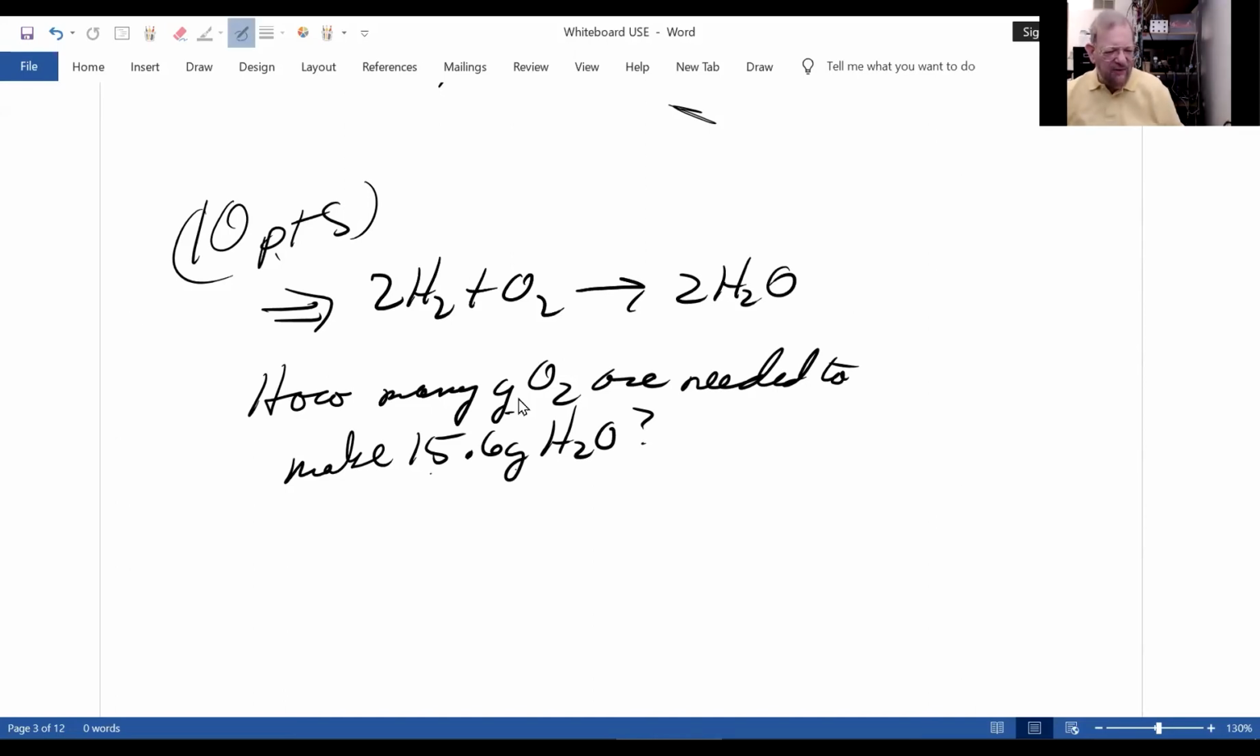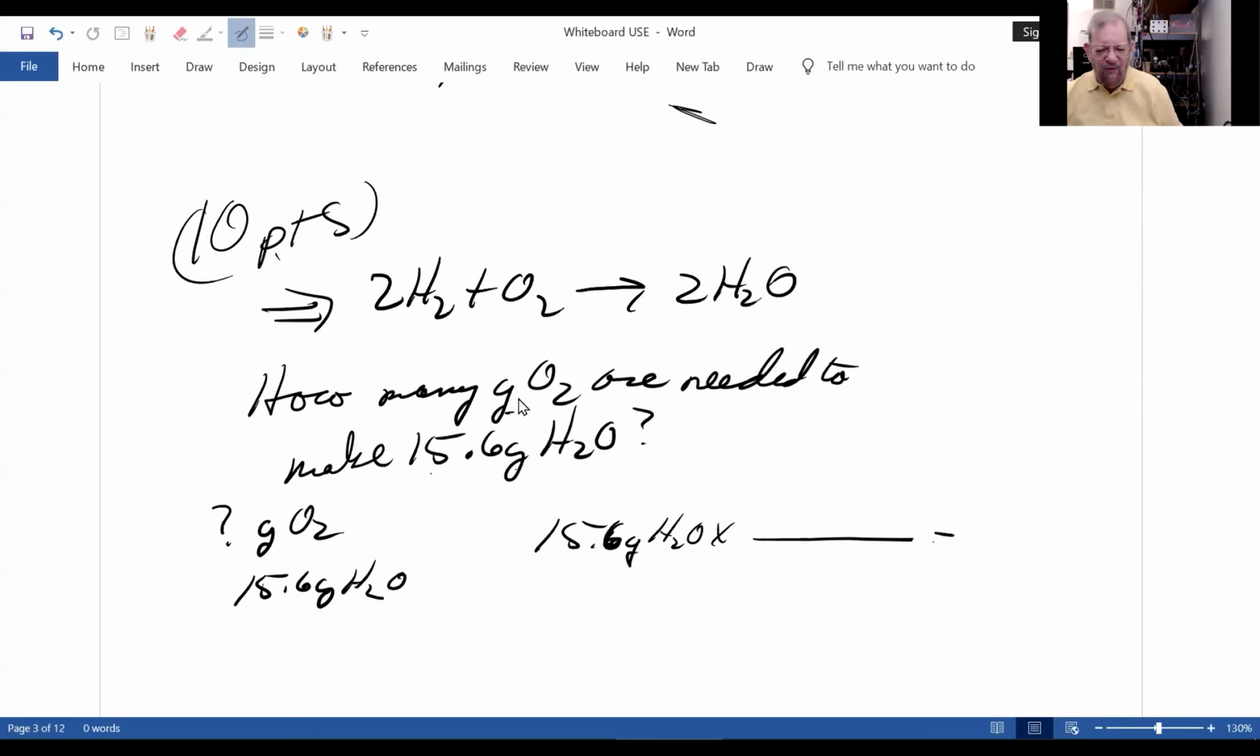I'm going to find out, first of all, what am I being asked to find? Grams of O2. What am I given? 15.6 grams of water. Therefore, if I can convert this in one step, the only thing I have to start is grams of water. And what units do I want my answer to be? Grams of O2.